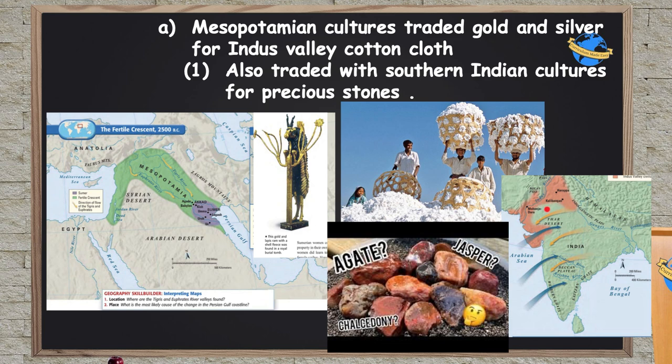Further south, the cotton being grown up here is being traded to these southern Indian cultures for precious stones like jasper, agate, and others. A lot of these red stones look really pretty, but they're not considered high value today, like diamonds and sapphires and things like that.